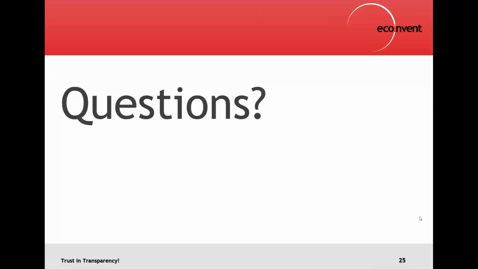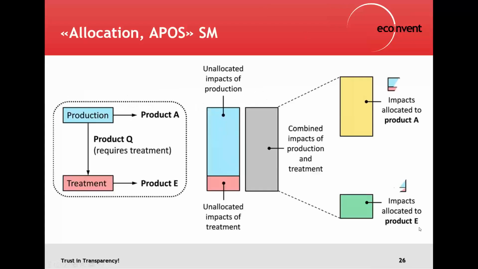Okay, maybe then we can move to the next system model, which is allocation at the point of substitution system model. In this system model, there is, as I was saying in the introduction, a small system expansion that will be done, and the impact of the activity that generates a waste that needs to be treated, and the impact of the activity of treating that waste will be considered together and shared between all commercial products that will appear in the value chain.